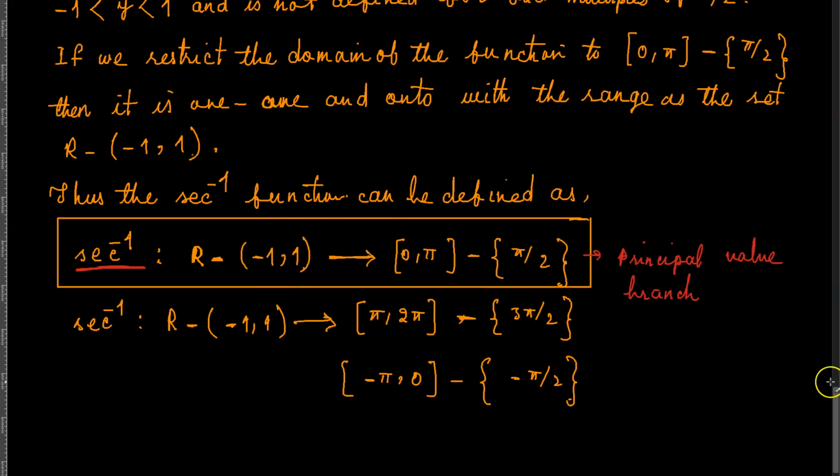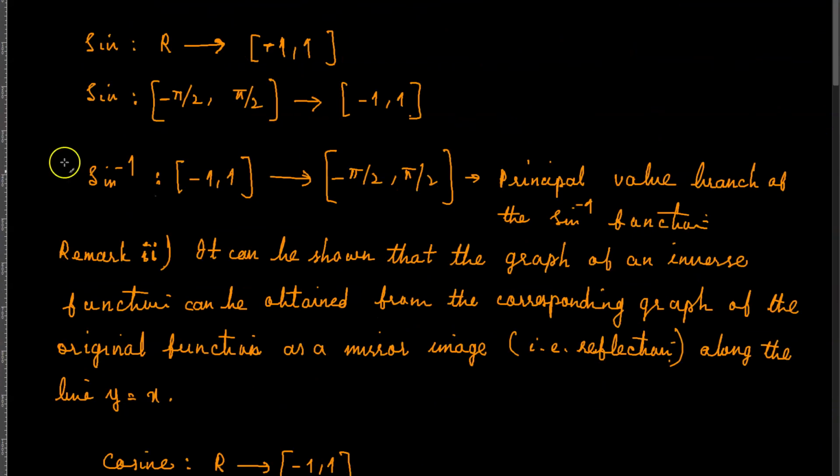So long story short, you can say that the secant inverse function is a function from R minus the open interval -1 to 1, and that goes to the closed interval 0 to pi, minus the set containing the element pi by 2, right?